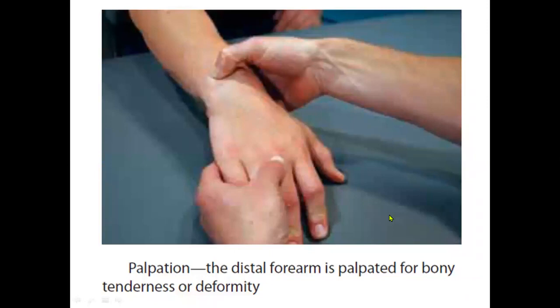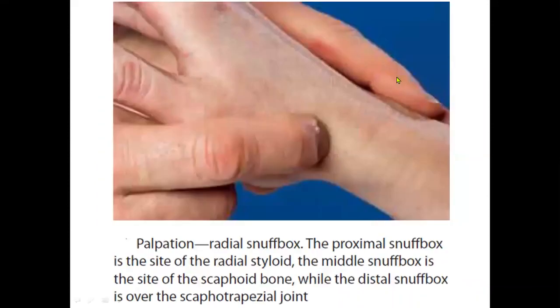This is the palpation. The distal arm is palpated for bony tenderness or deformity. This is the palpation of the radial snuffbox. This is the place where you have to palpate the snuffbox. This is the thumb and the two tendons which make the snuffbox, which should be checked here. Sometimes this snuffbox is very subject to inflammation, so it will be discussed in an upcoming slide as well.